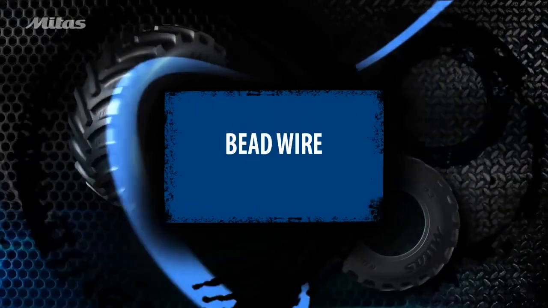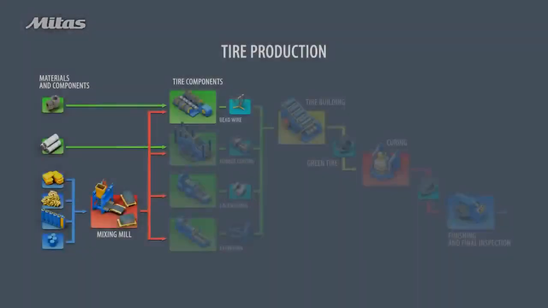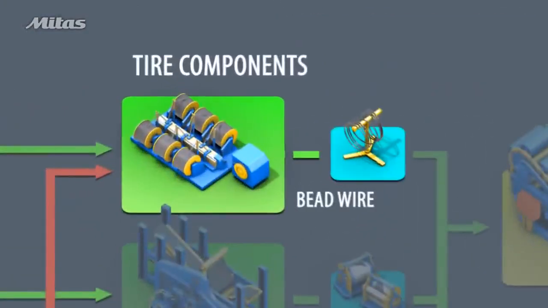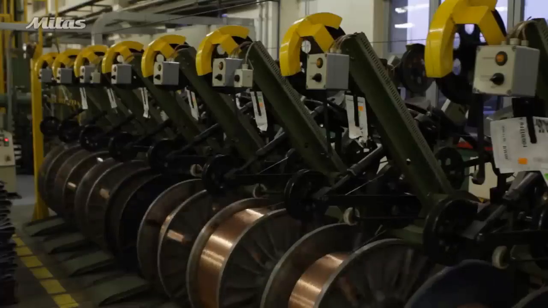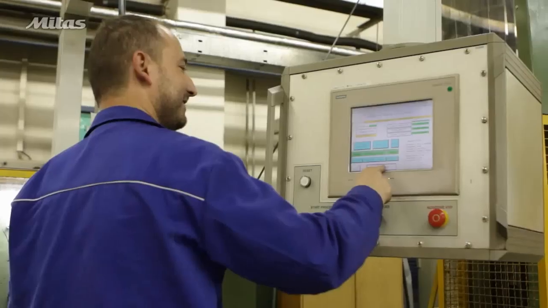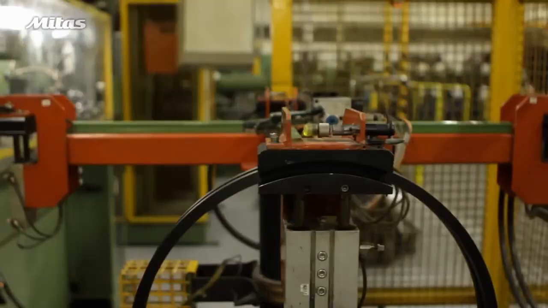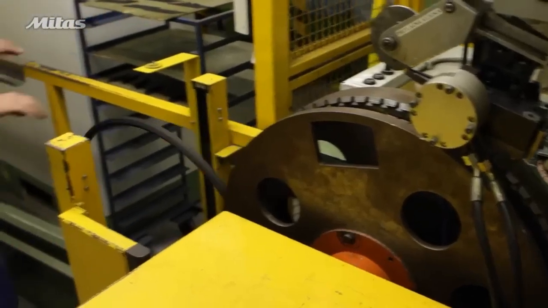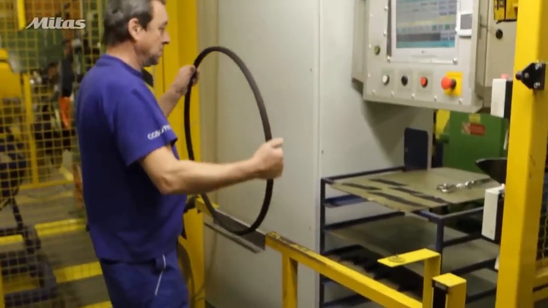Bead wire. Next, the bead wire is produced from rubber and steel. The bead core is formed by aligning and coating steel wires with rubber. Then, the wire is wound on a coil to form bead rings. The number of loops and shape of the bead wire are specific for each tire.